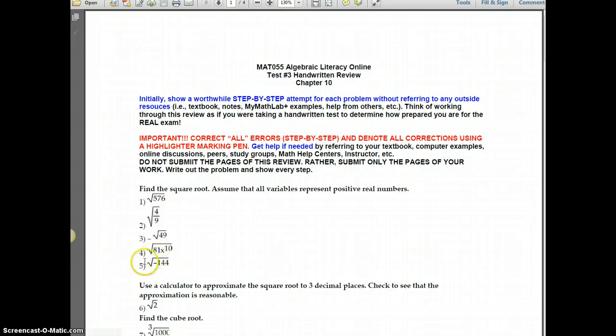So make sure that if you have something like this, that your response is going to be there is no solution. There is no real number that is the square root of negative 144. Using your calculators to find square roots, you're going to round, and make sure you read directions so that you know what place to round your answers to.